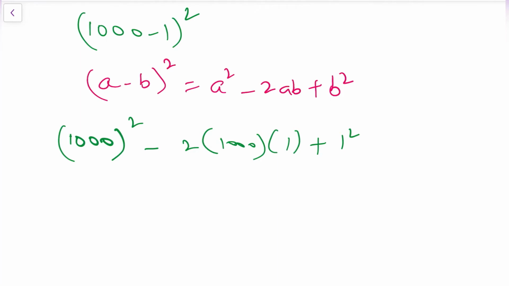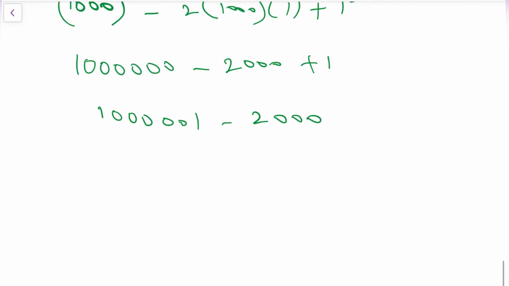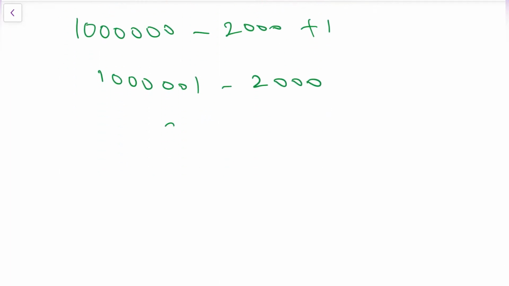So what is the value of 1000 square? For 3 zeros, square is there. So 3 into 2, so 6 zeros will come. 1, 2, 3, 4, 5, 6 zeros, minus 2 into 1000 into 1, 2000, plus 1 square, 1. 10 lakhs plus 1, 10 lakhs 1, minus 2000. So we will get 9 lakhs 98,001. This is the answer.